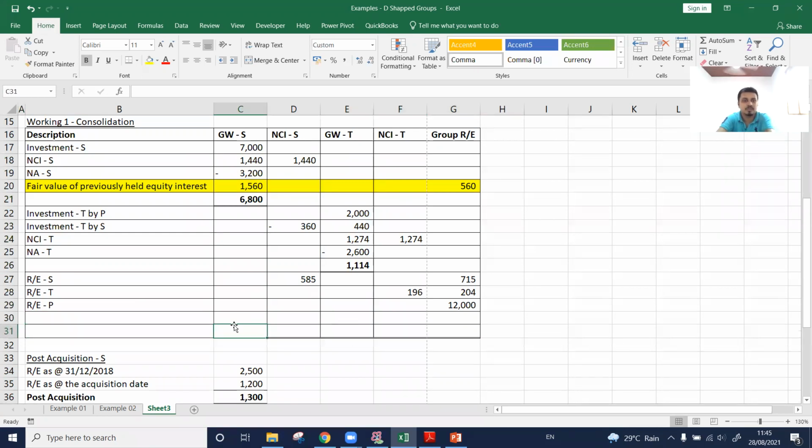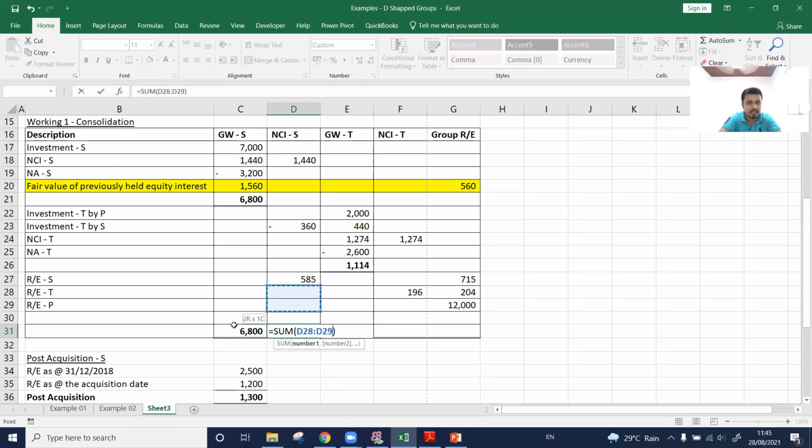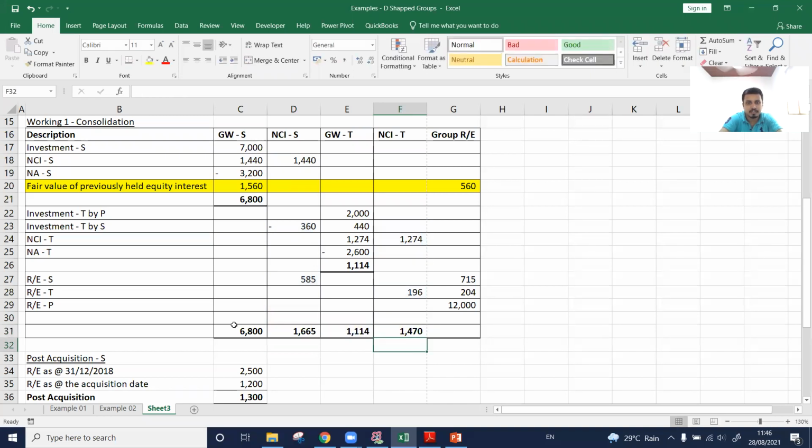Goodwill by the acquisition of S, there is a goodwill of 6,800. Through the acquisition of T, goodwill worth of this much has been generated, and NCI of S, that is 1,665, and here NCI of T 1,470. Group retained earnings 13,479.